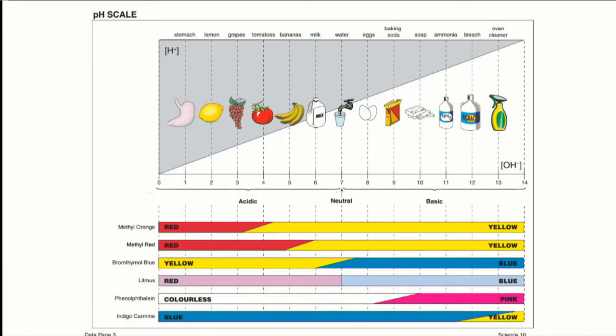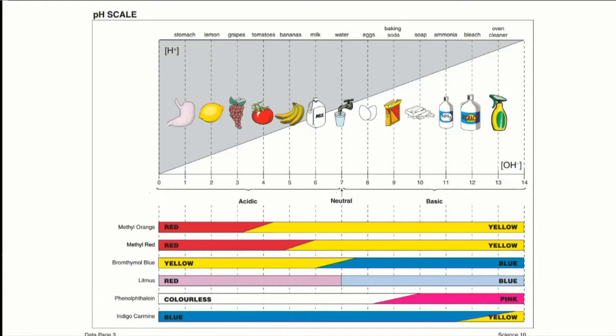So what you can do is, if I said something like, I give you a substance and I added some phenolphthalein and it turned pink, but I added indigo carmine and it was blue, you can see that there's a small little area in here. So you know that the pH of the substance is going to be between about 10 and 12, because that's the only place where phenolphthalein can be pink and indigo carmine can be blue. So you'll end up seeing questions like that.